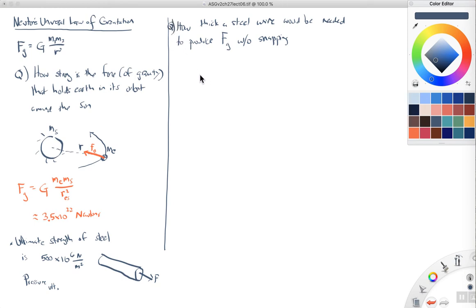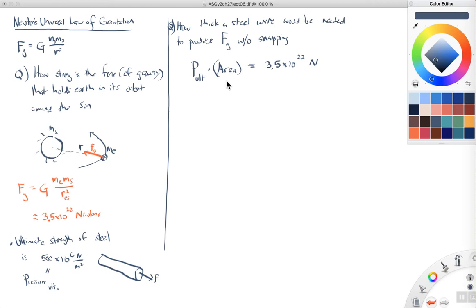Well, a force is equal to a pressure times an area. So we'll take the ultimate pressure times the cross-sectional area of that steel. And that has to give us this force of 3.5 times 10 to the 22 newtons. What we're really trying to do is solve for how big the cross-sectional area is. We're going to plug in this ultimate pressure and find what the area is, and then find the diameter.